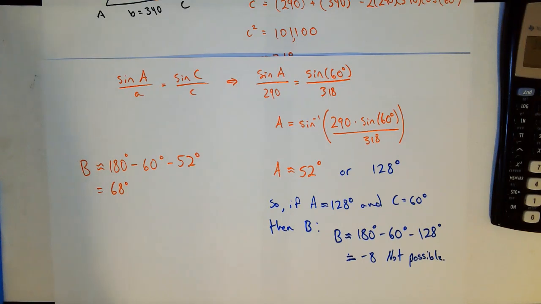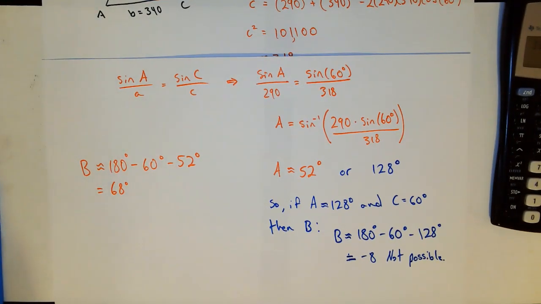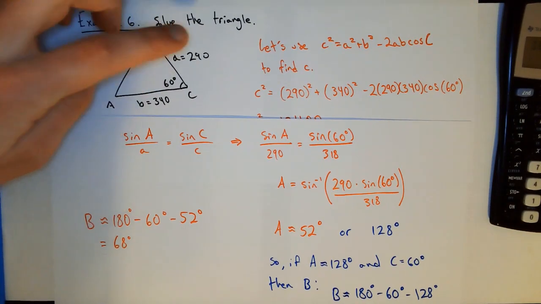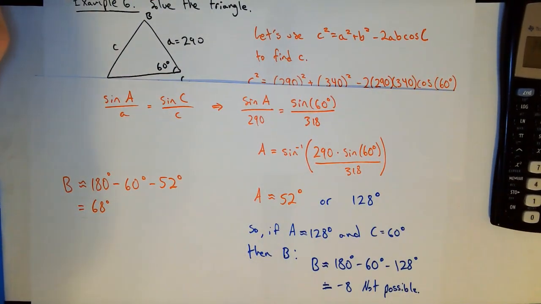In fact, you only need to consider it when you're dealing with the side-side-angle case. So when your angle is sandwiched between your two sides, you don't need to worry about the sine inverse giving you two solutions and possibly two triangles.